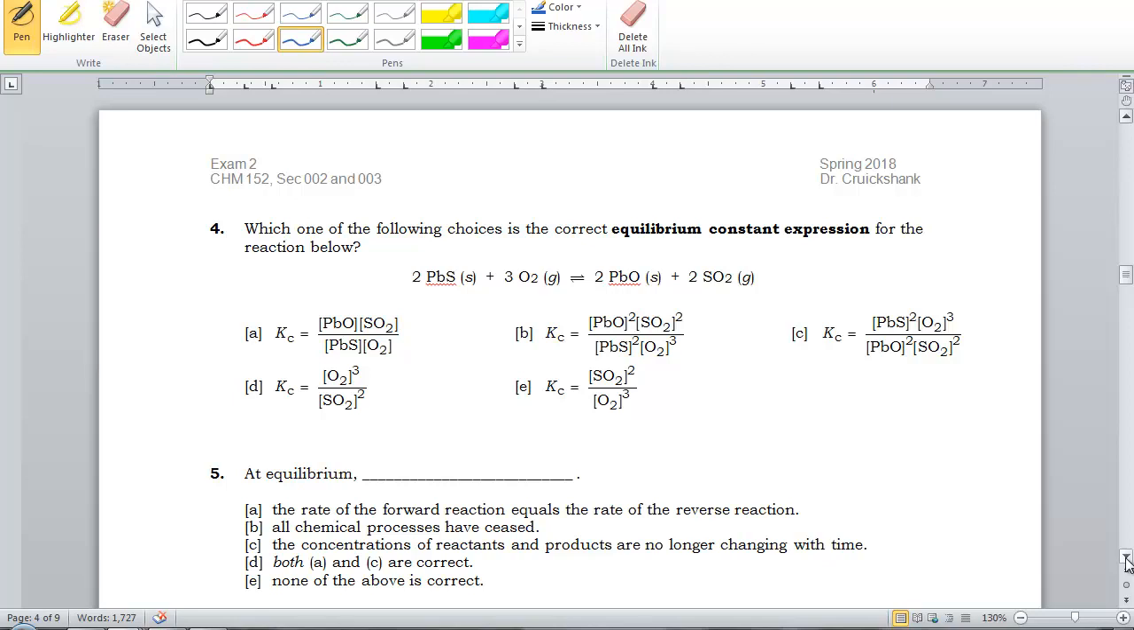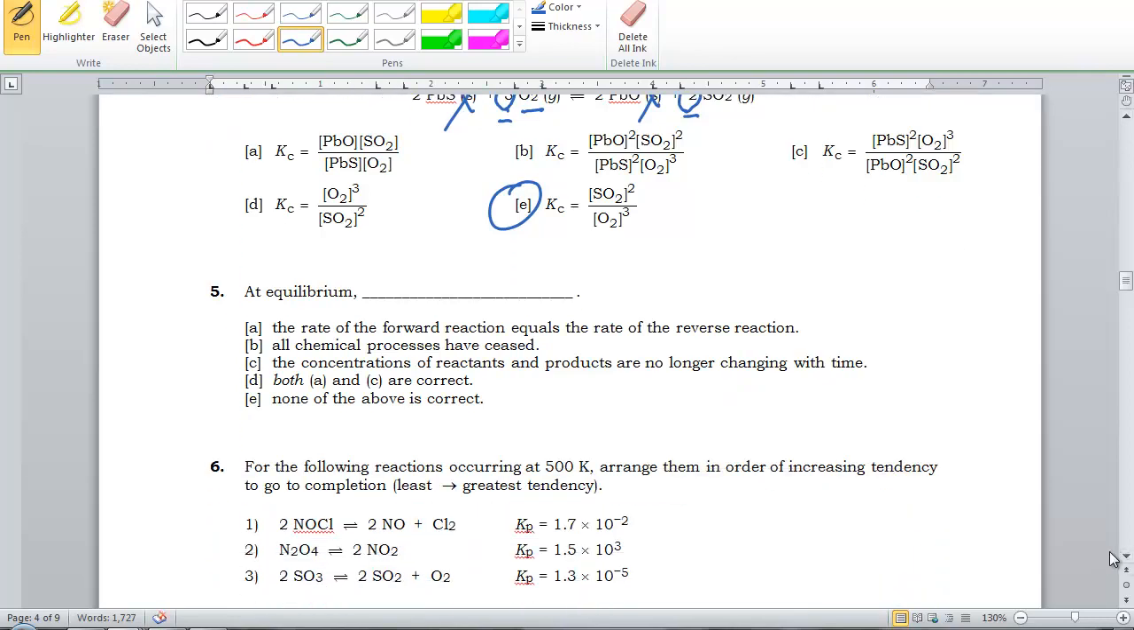So, place to start, writing the equilibrium constant expression: products over reactants, raised to the power of the coefficients. Pure solids and pure liquids do not enter into the expression. So this one is just going to have SO2 in the numerator, squared, and in the denominator, O2 cubed, and that would lead us to choice E. All right, so don't miss ones like that.